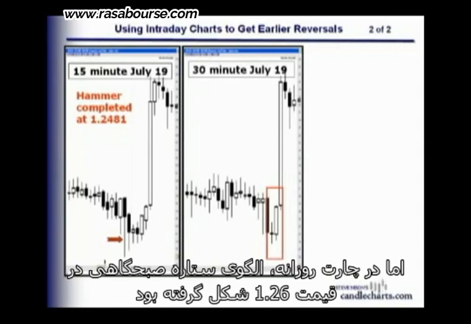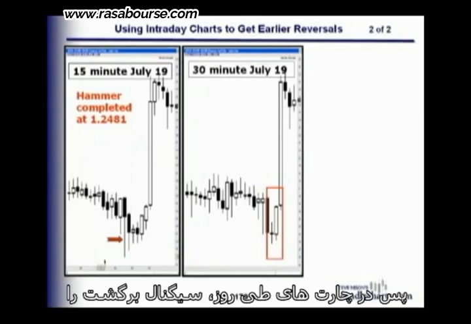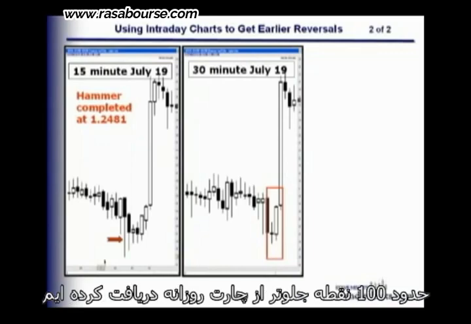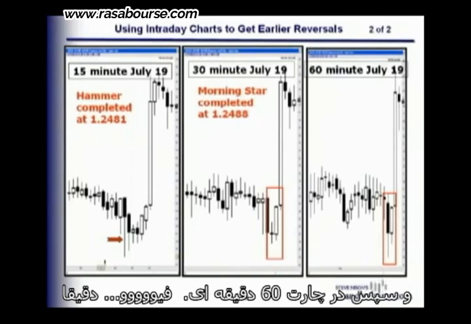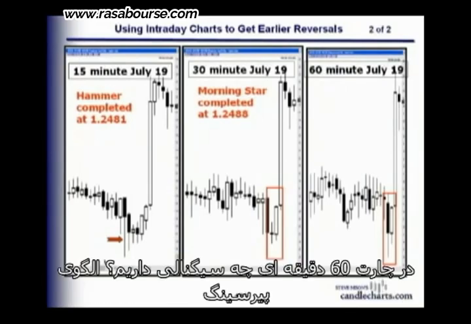Okay, now remember, on the daily chart, the morning star was completed around 126. So you're looking at reversal signals over 100 basis points earlier than you would have gotten on the daily chart. And then on the 60-minute, what do we have?